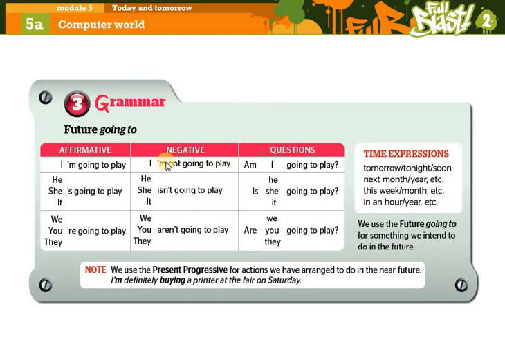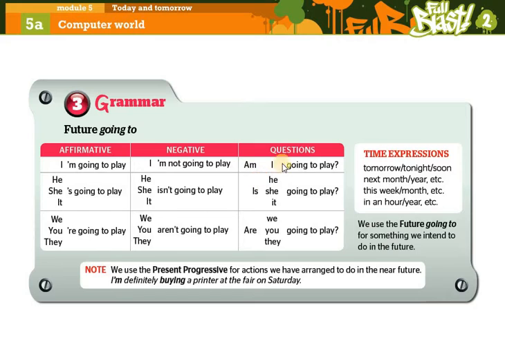It is the same with going to in the negative form. We simply add not, like the present simple of the verb to be in negative: I am not, he is not, she is not, it is not, we, you, they are not going to play. So it's really that simple.